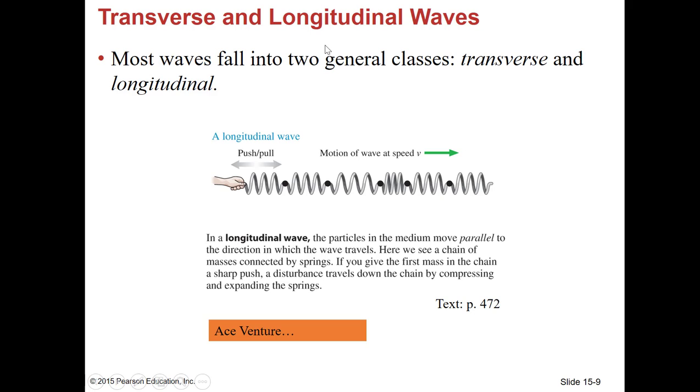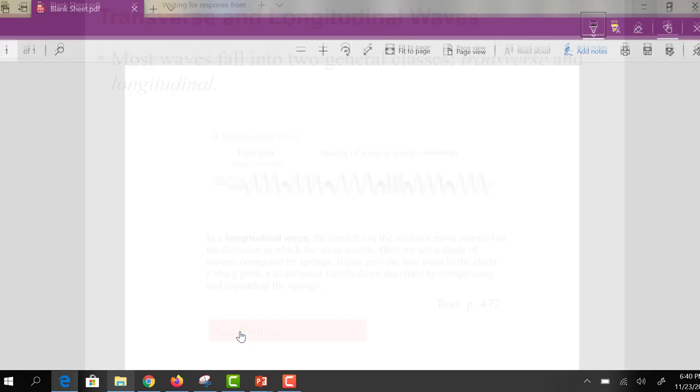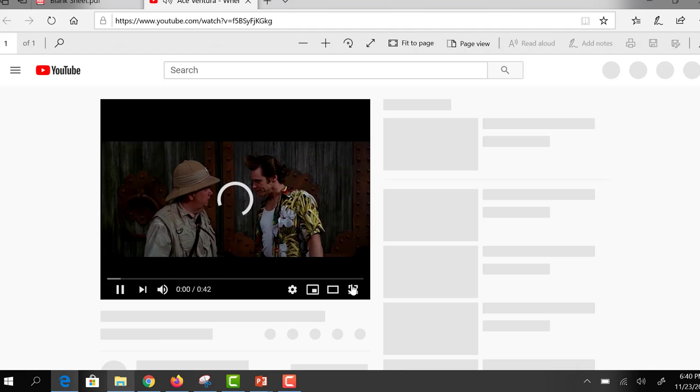Longitudinal waves, on the other hand, the push or pull, as you can see here, is in the same direction as the wave, and it travels with a certain speed. So this would be like a sound wave moving in that direction. And if you want to, you can check out this Ace Ventura video. Let me click on it actually. It's relatively short. So if you know anything about a slinky, you might have seen.